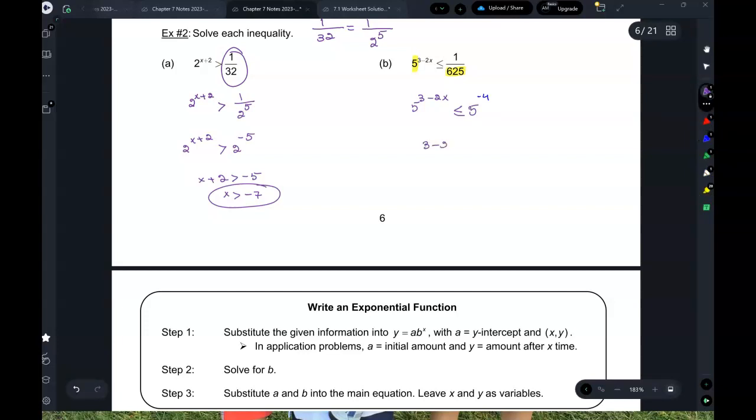So 3 minus 2x is less than or equal to negative 4. Negative 2x is less than or equal to negative 7. X is greater than or equal to 7 over 2. These are all equal to. Don't forget the switching, okay? The switching of the sign. Okay.